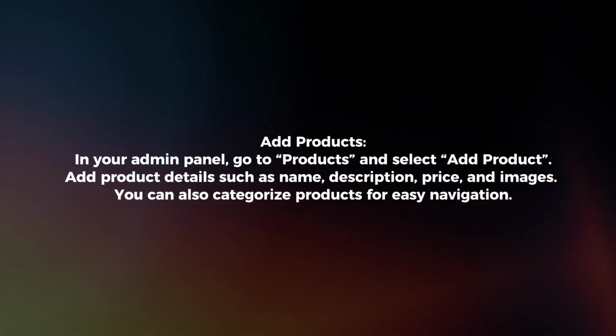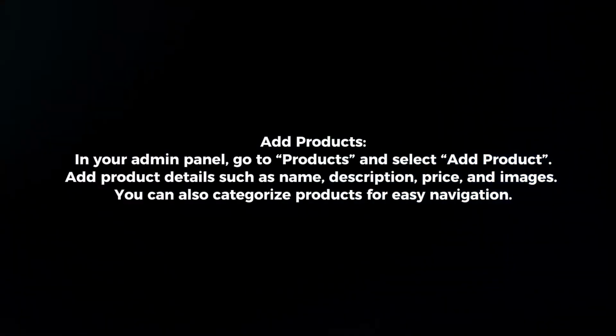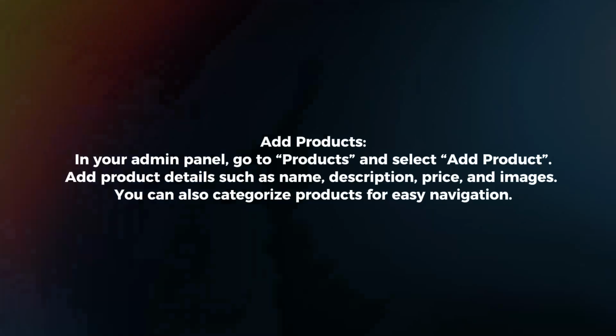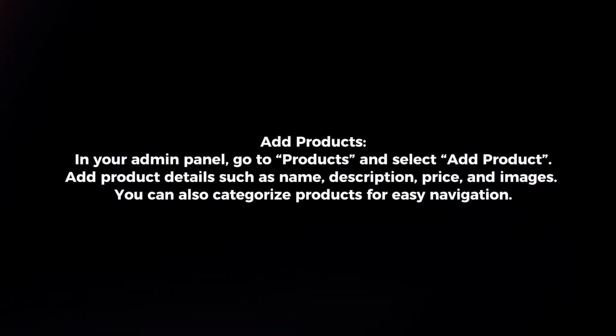Add products. In your admin panel, go to Products and select Add Product. Add product details such as name, description, price, and images. You can also categorize products for easy navigation.